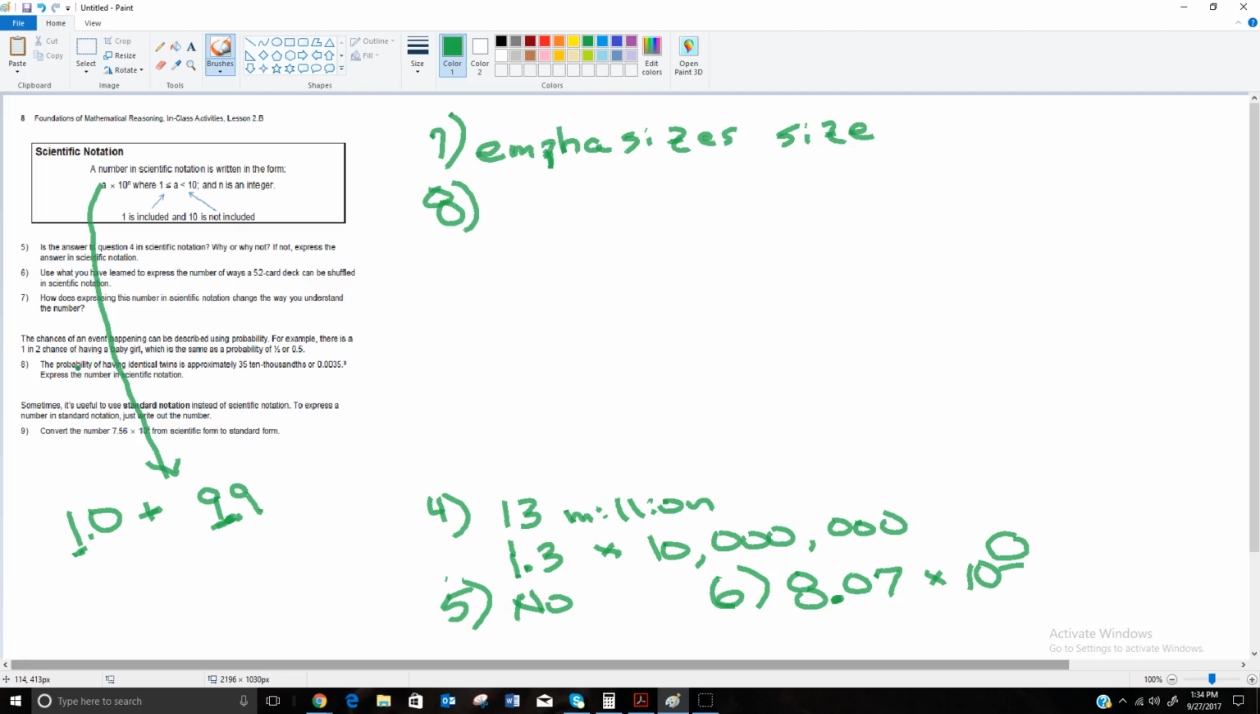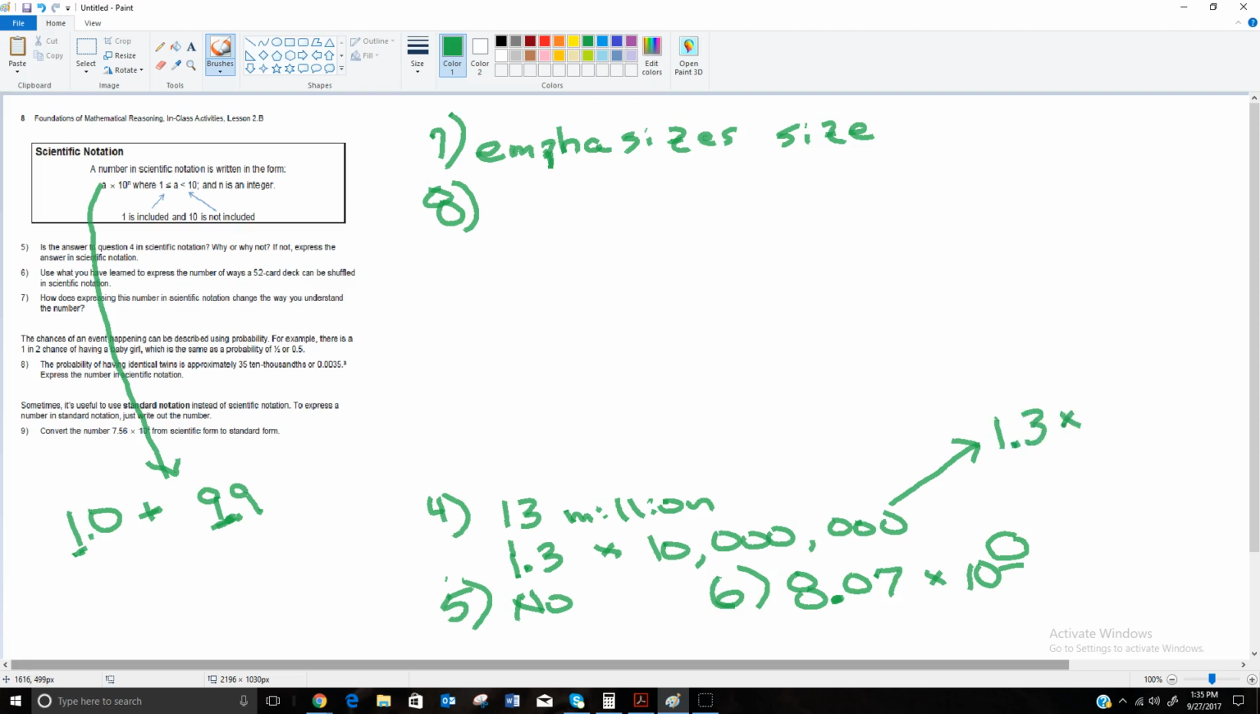Okay, so the chances of an event happening can be described using probability. For example, there's a 1 in 2 chance of having a baby girl, which is the same as 1/2 or 0.5. So the probability of having identical twins is approximately 35 10,000ths. Express that number in scientific notation. Okay, I'm going to pause here because they never did have us do, once in a while they do weird things in this book. We're going to go back here and write this in scientific notation since we never did have it written in scientific notation. So let's start with that before we go on to that other number.